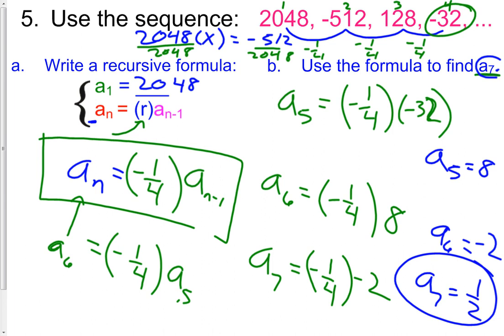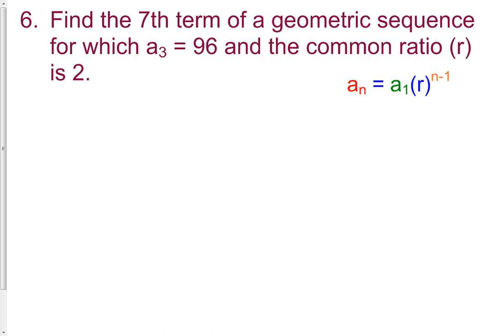It's kind of cumbersome, but it is a beneficial thing to show your work on how we can get each successive term by multiplying by the common ratio. A sub 7 equals 1/2. Okay, number 6, throwing a little wrinkle into things here.